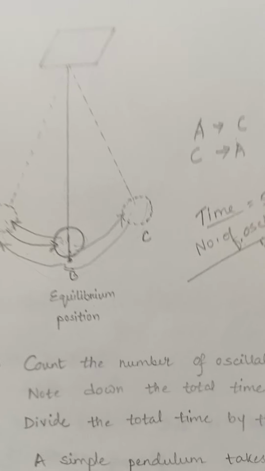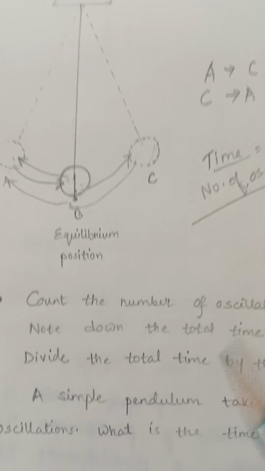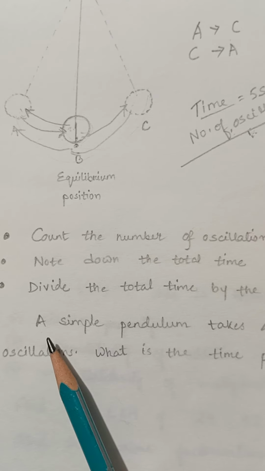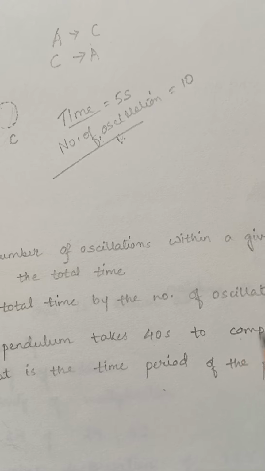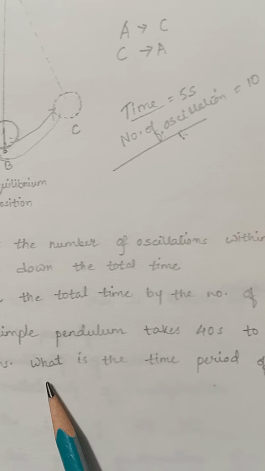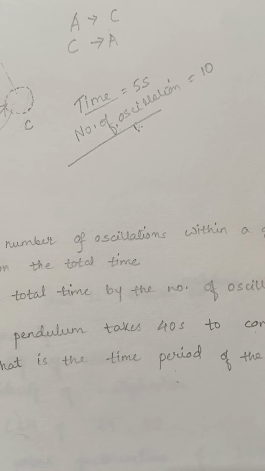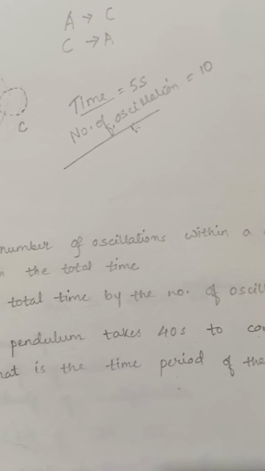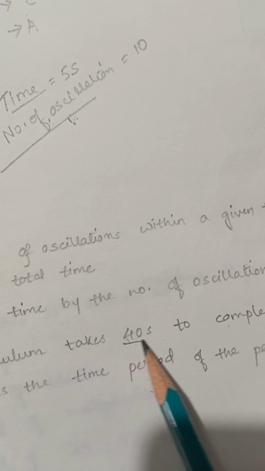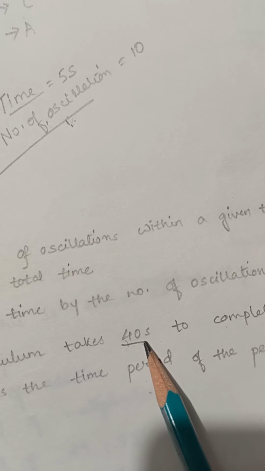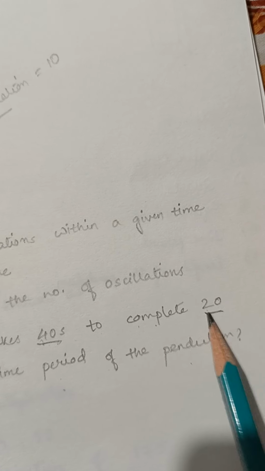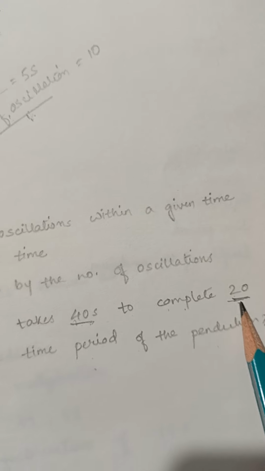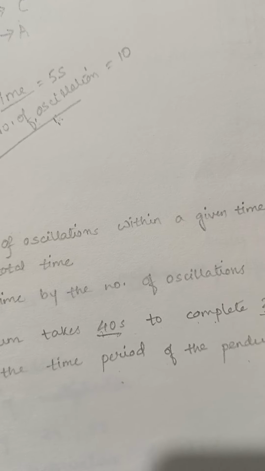One example is given in your book. A simple pendulum takes 40 seconds to complete 20 oscillations. What is the time period of the pendulum? So here the information given is total time. Total time is 40 seconds to complete 20 oscillations. Number of oscillations is 20. So you can easily calculate the time period.